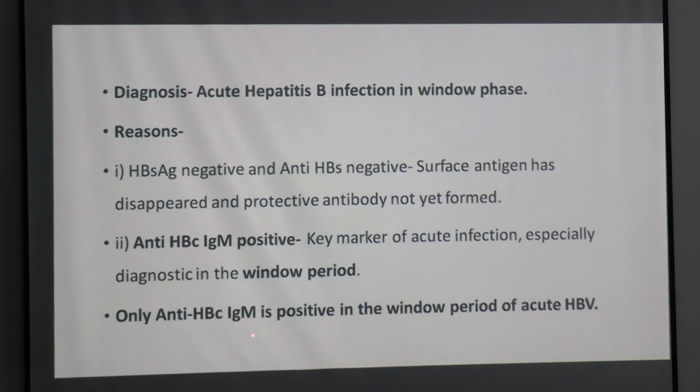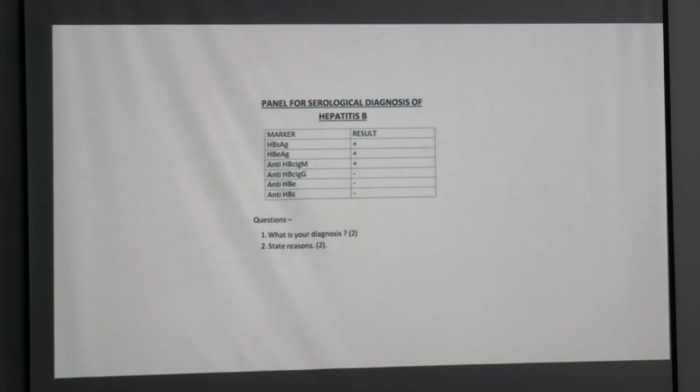Only anti-HBc IgM is positive in the window period of hepatitis B virus. Only anti-HBc IgM will be present. HBs antigen negative and anti-HBs negative: surface antigen has disappeared and protective antibody not yet formed. এখনো ফর্ম করা শুরু করেনি। এই যে পিরিয়ডটা, এটা হচ্ছে উইন্ডো পিরিয়ড। আচ্ছা, এটা বলো, HBs antigen present, HBe antigen present, আর IgM present.